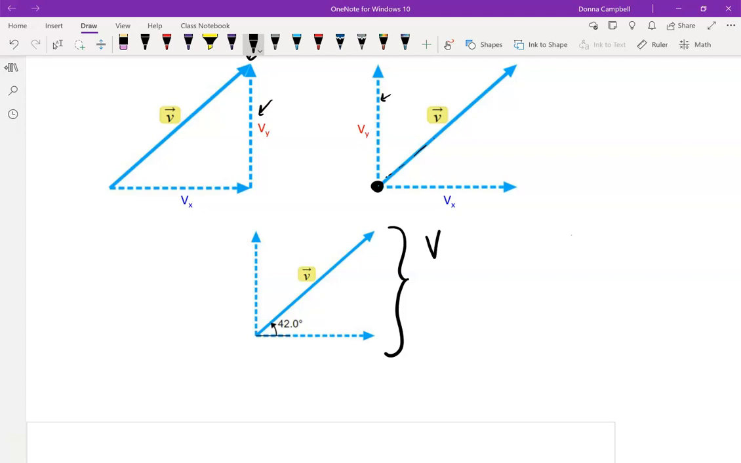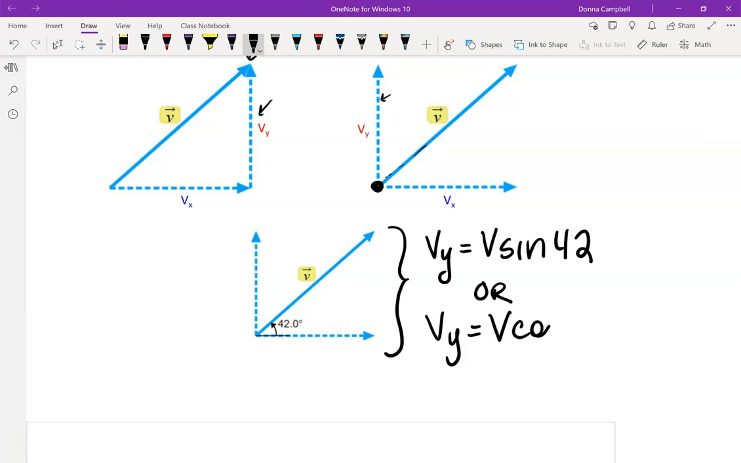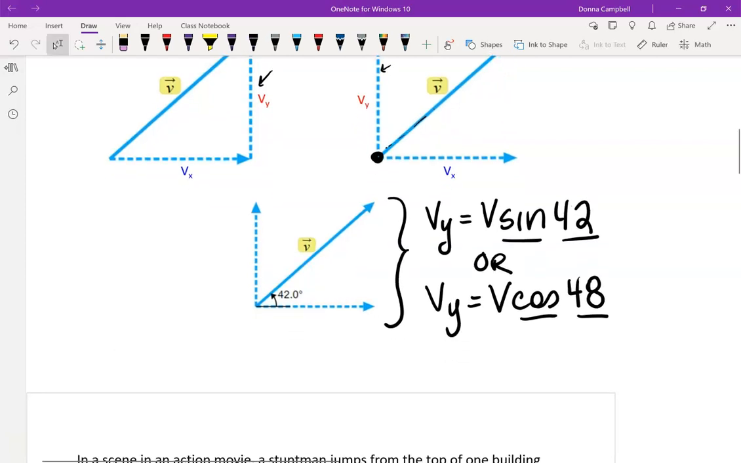So if you were doing the velocity in the y, you could say that is the velocity sine 42, or you could say the velocity in the y is the velocity cosine 48. Be very careful about which one you use and the angles you're using. You just want to make sure you're getting the x and the y.